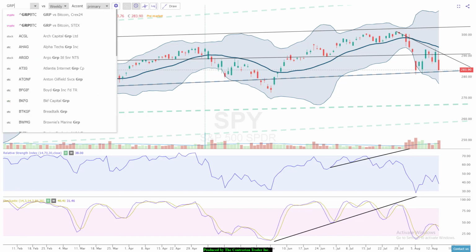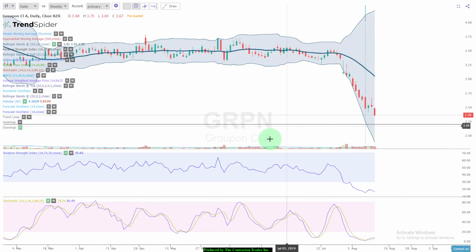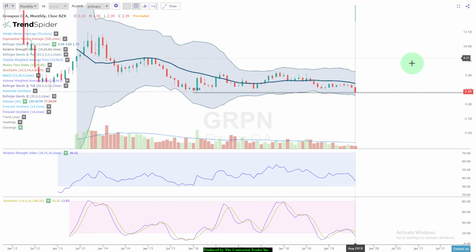Next chart up, Groupon. Now, I like Groupon because it's at extreme oversold levels, but it is going lower. I would not be a buyer here. If you're using TrendSpider, all you need to do, if you want to find out where there's historical support below, let's go to a monthly support level. And you can see that we are nearing support. I drew this previously at the 2.39 level.